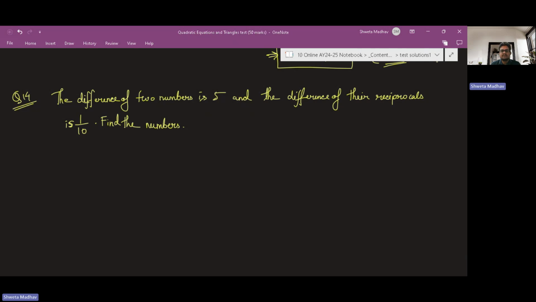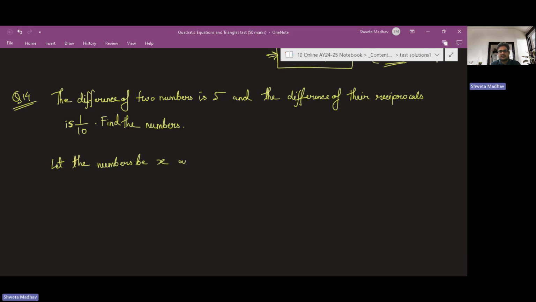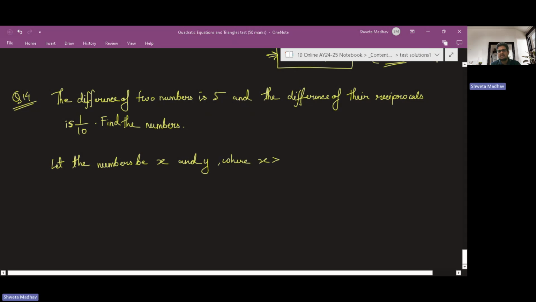The difference of two numbers is 5, and the difference of their reciprocals is 1 by 10. Then find the numbers. So let's say we take, let the numbers be x and y, where suppose x is greater than y.